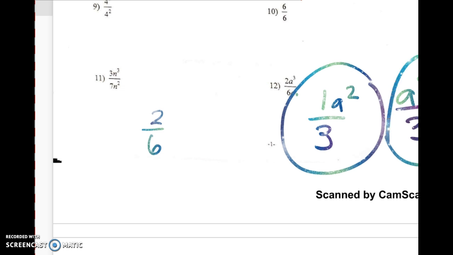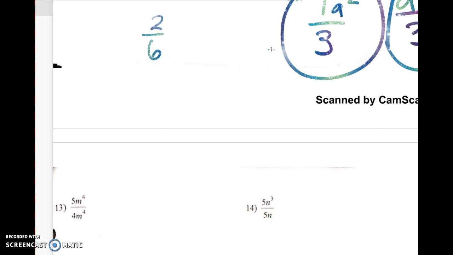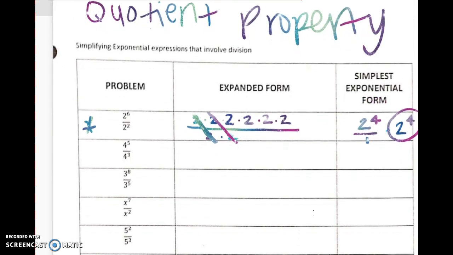Okay, you need to complete the rest of this handout. Remember, in quotient property, you subtract the exponents with the same bases.